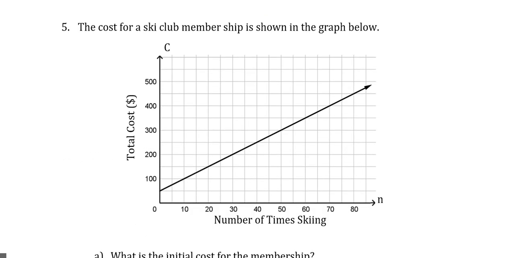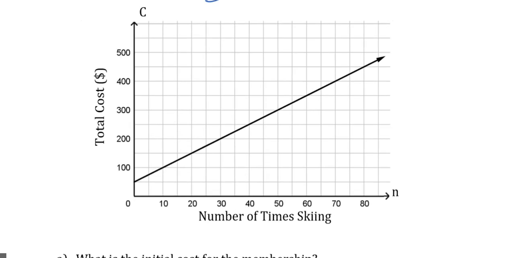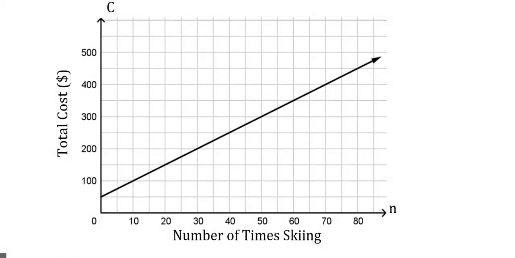Okay, another linear relation question. The cost for a ski club membership, that should be one word, is shown in the graph below. So again, I'm going to just observe a few things about this graph. It's going up, so it's got a rate. The more times you ski, the more you pay. That makes sense. But it doesn't start at 0. It's partial. So it's got some kind of fixed membership cost as well.